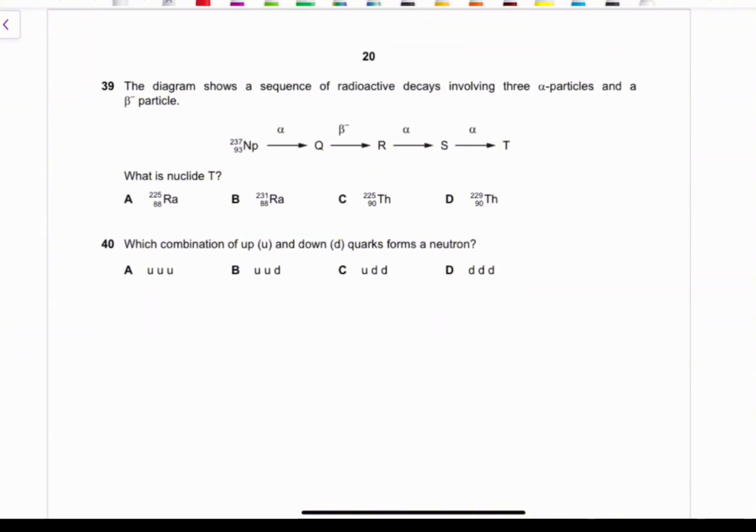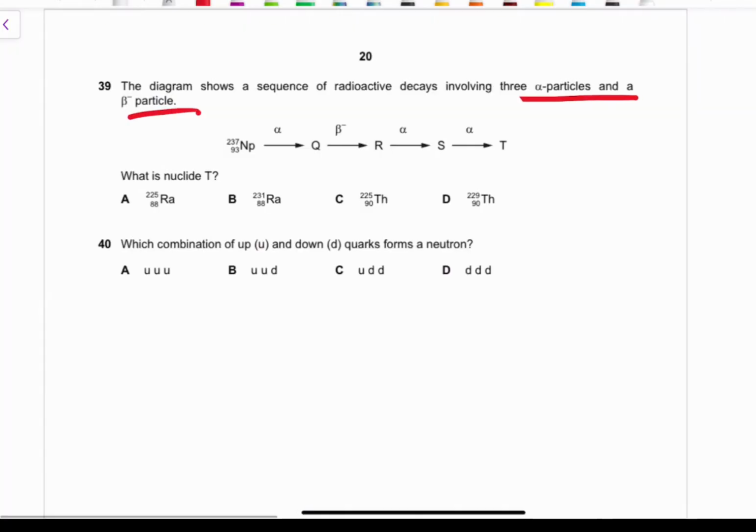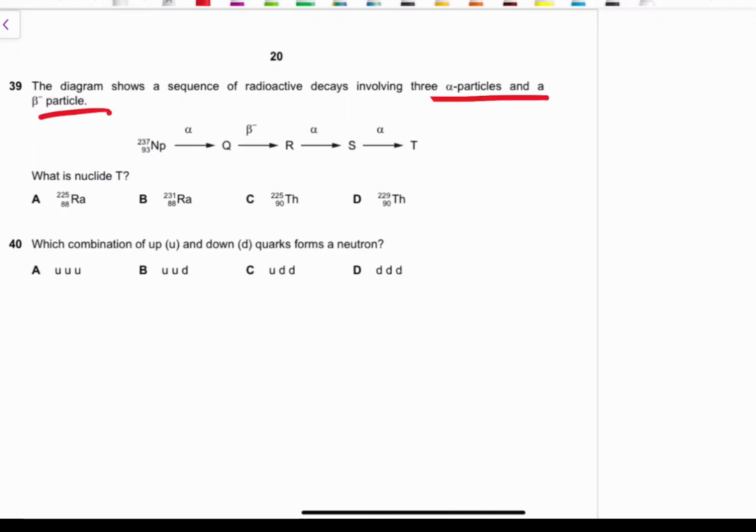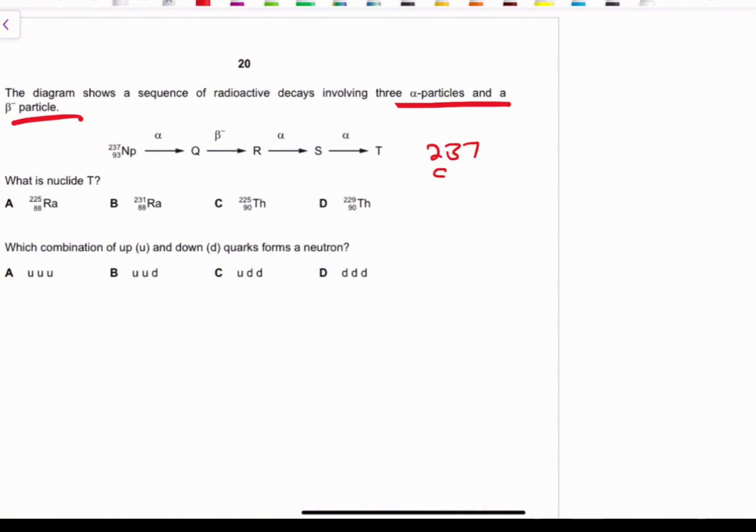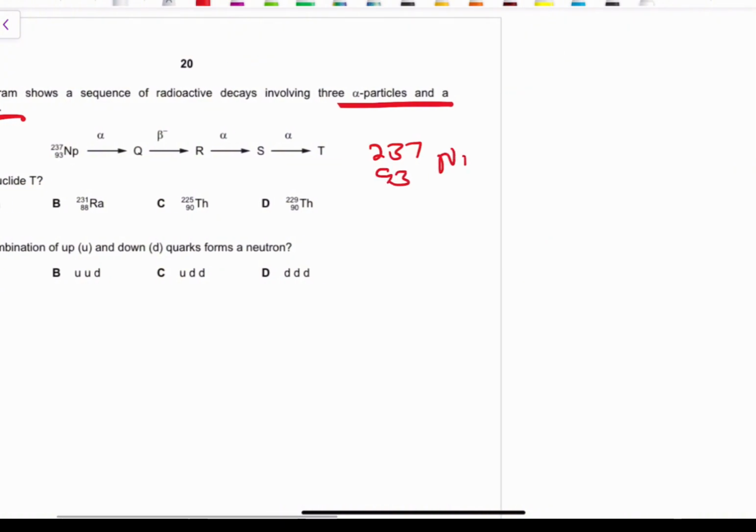Question 39. The diagram shows a sequence of radioactive decays involving 3 alpha particles and 1 beta negative particle. What is nuclide T? Okay, so let's start. So nuclide T is going to have 237, 93, and P. So let's start over here.